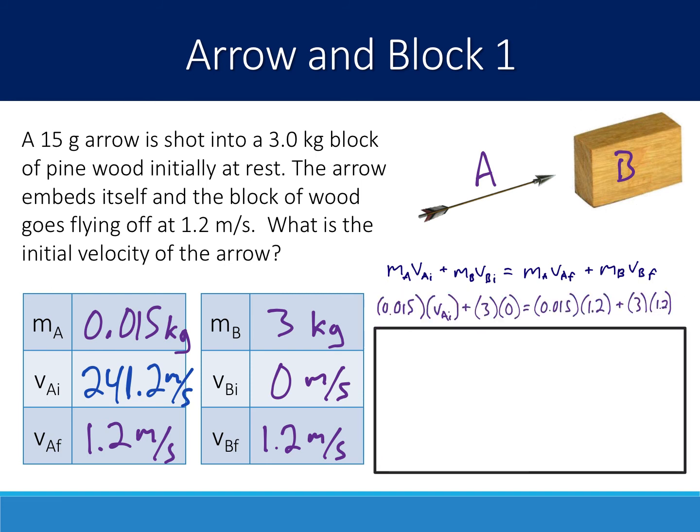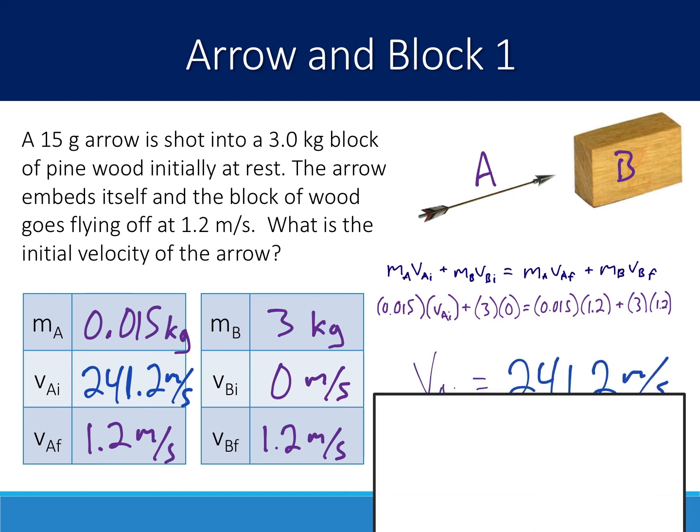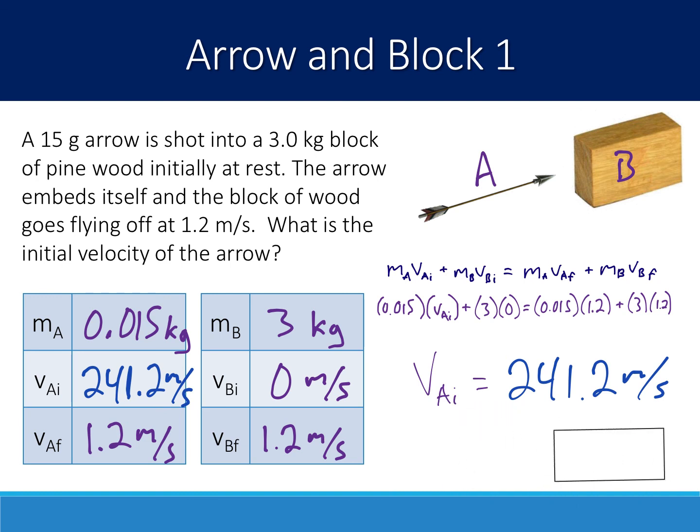I'm substituting in what I know for both the arrow and the block initially. Notice that there is a 0 velocity here, so that term will drop out. And I know the arrow's momentum and the block's momentum at the end, and I'm using the same velocity because they're stuck together. Okay, now I'm just going to show you the quick math and substitution of this. Just plugging that in, I should get an arrow initial velocity of 241.2 meters per second. Great.